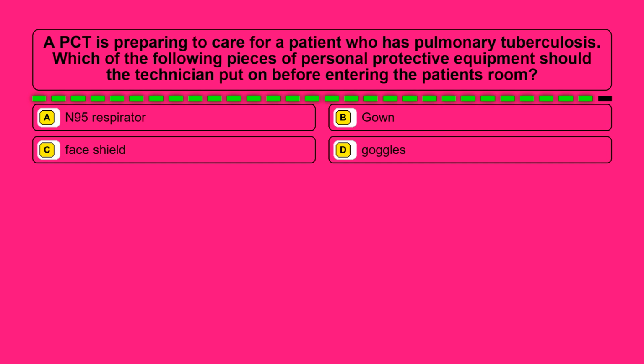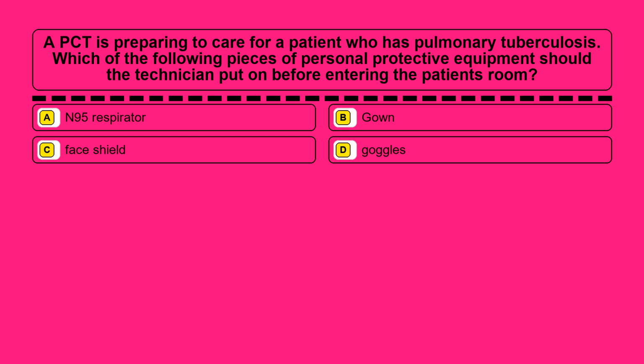Question 46. A PCT is preparing to care for a patient who has pulmonary tuberculosis. Which of the following pieces of personal protective equipment should the technician put on before entering the patient's room? Option A. N95 respirator. Option B. Gown. Option C. Face shield. Option D. Goggles.